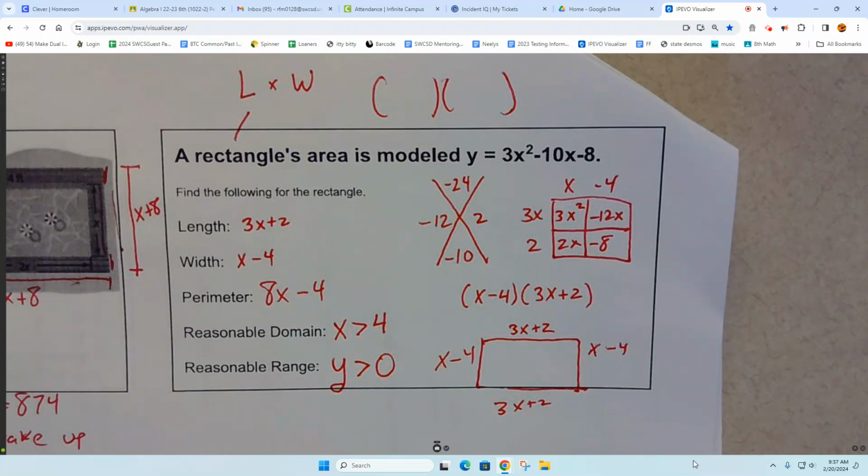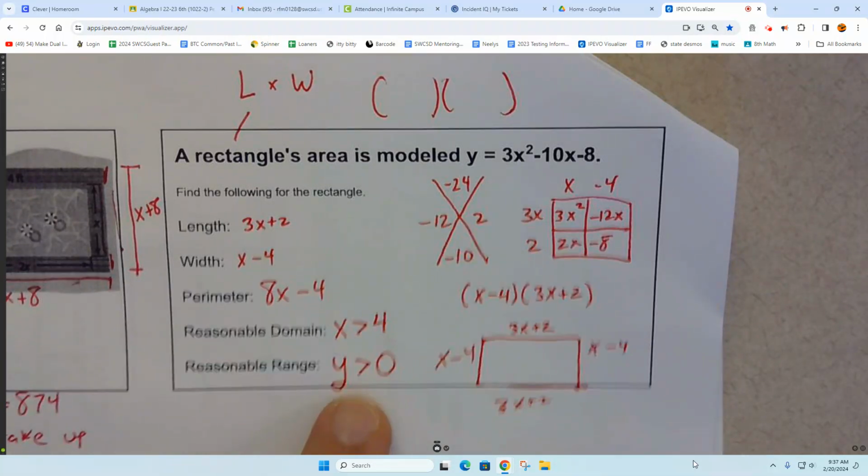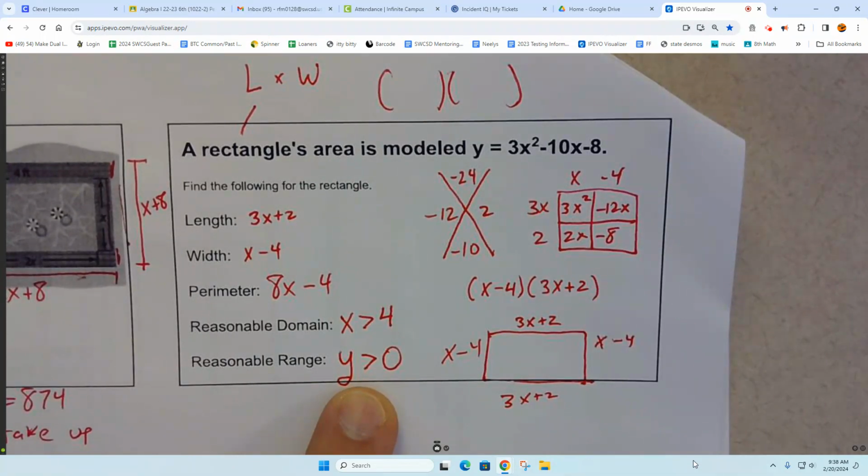That's 90. No, not. 900. It's actually 900. So if I were talking about a bedroom, I might say y is going to be greater than 0 but less than 900, right? And x has got to be greater than 4 but less than 30 or something like that. Okay? Those would be reasonable.